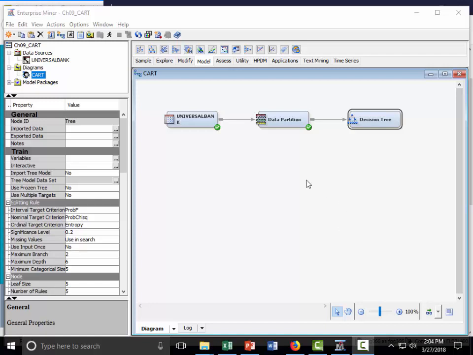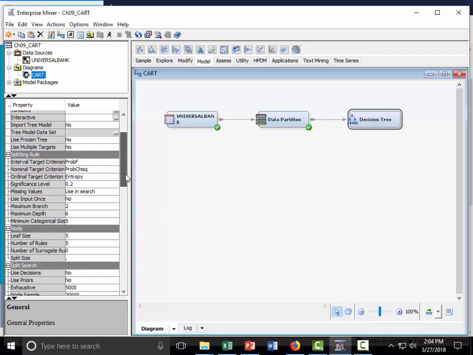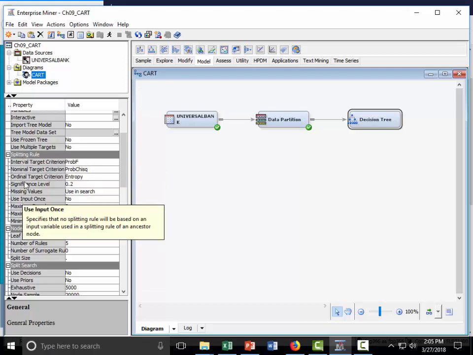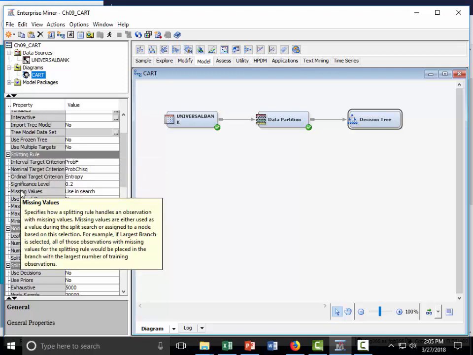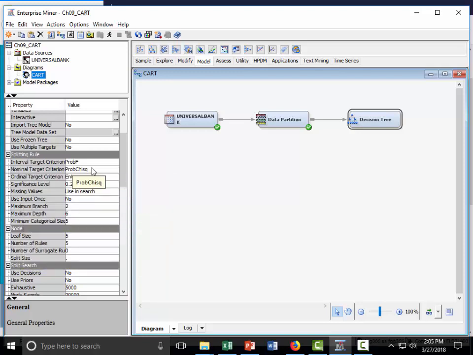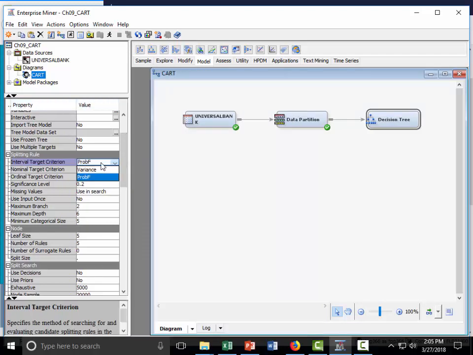Okay, now let's look at the parameters for non-interactively generating a decision tree. So the first one: here are the splitting rules that you can look at. If you have an interval target, these are the possible statistics that you can use to determine the purity of the splits.